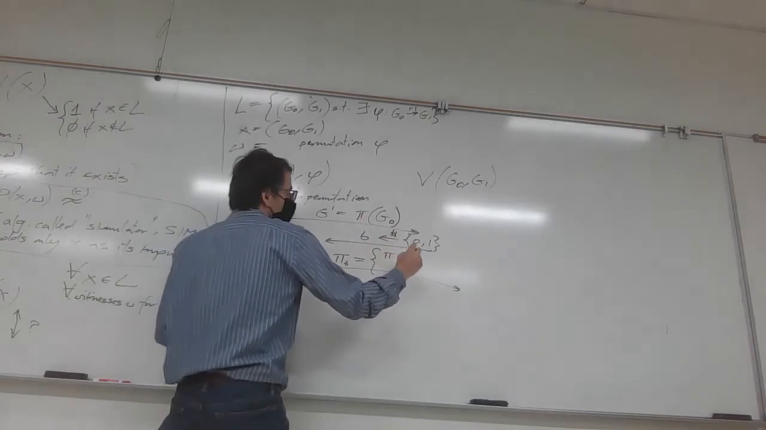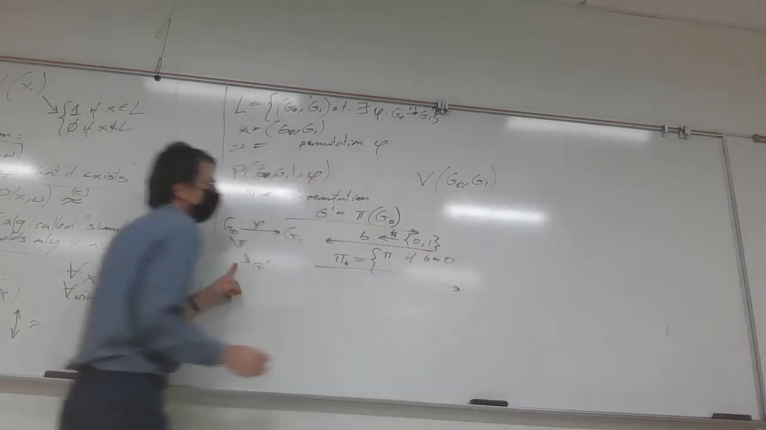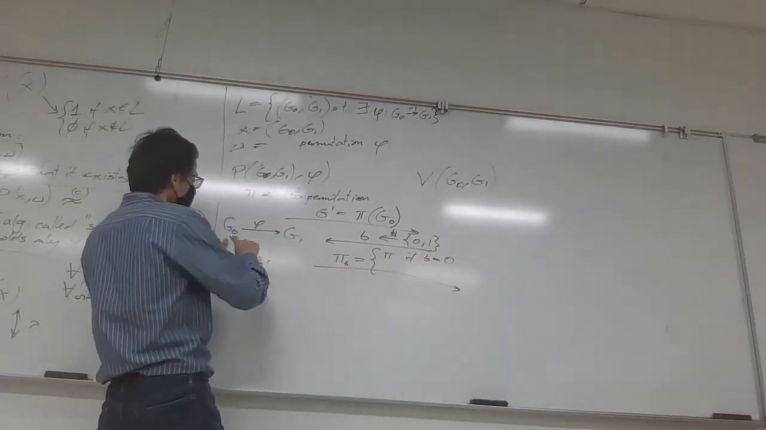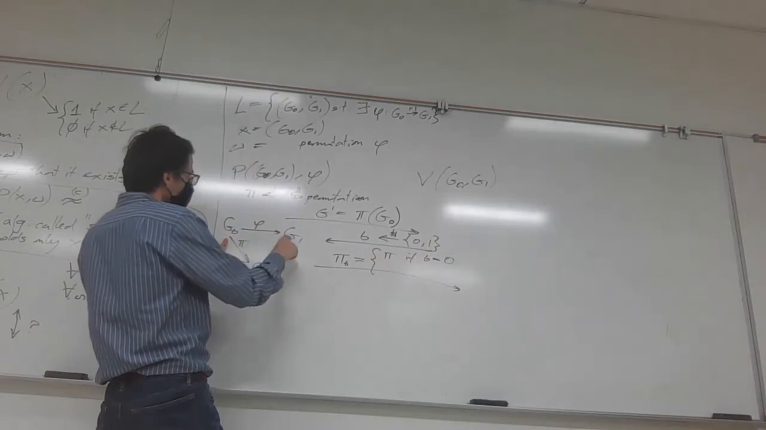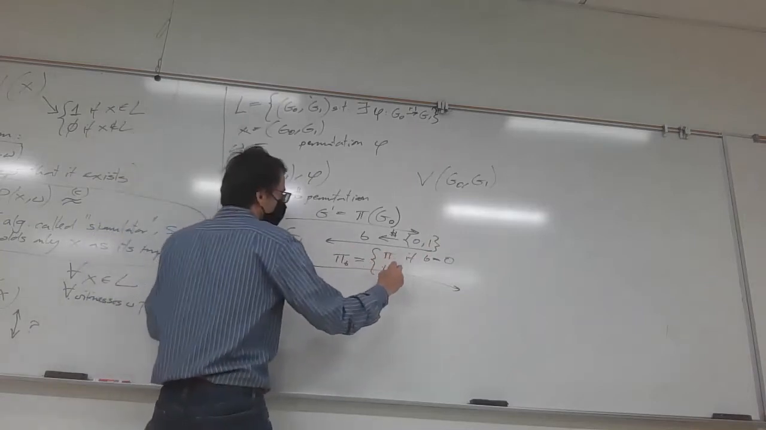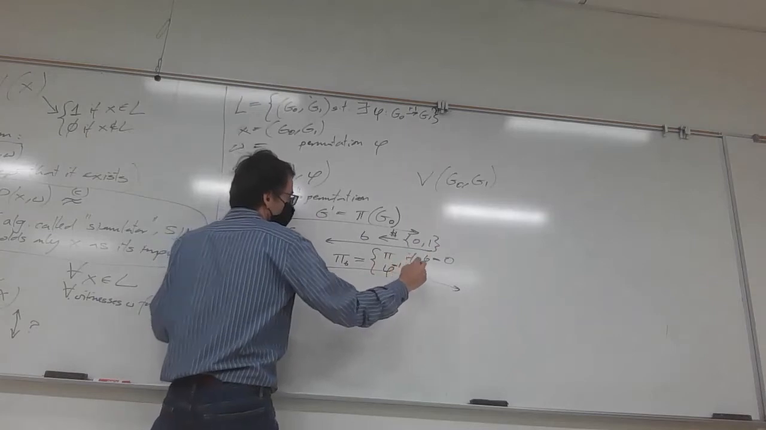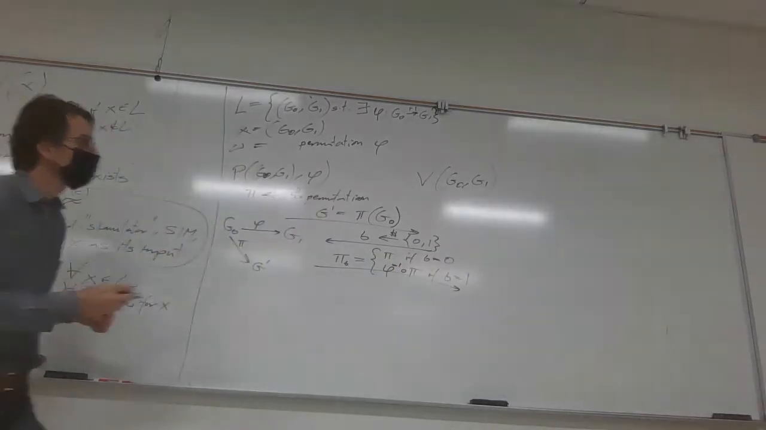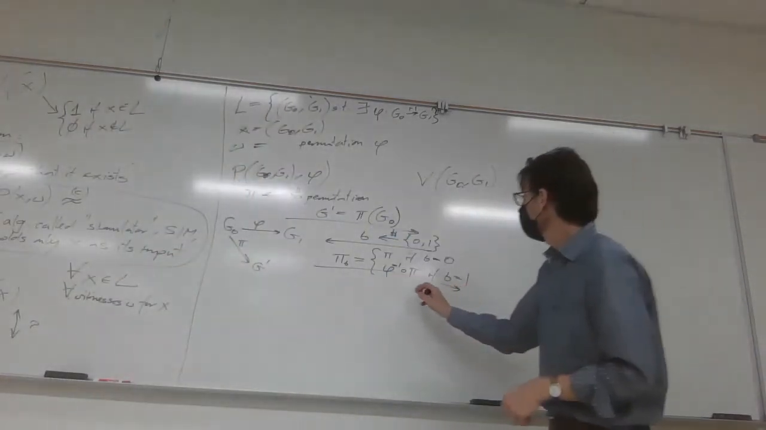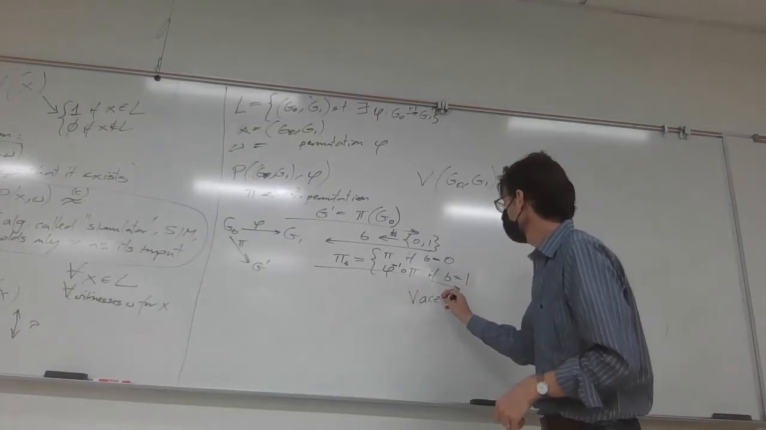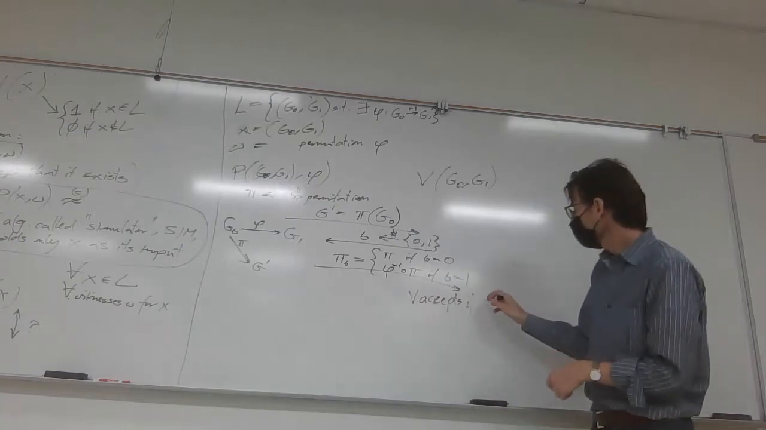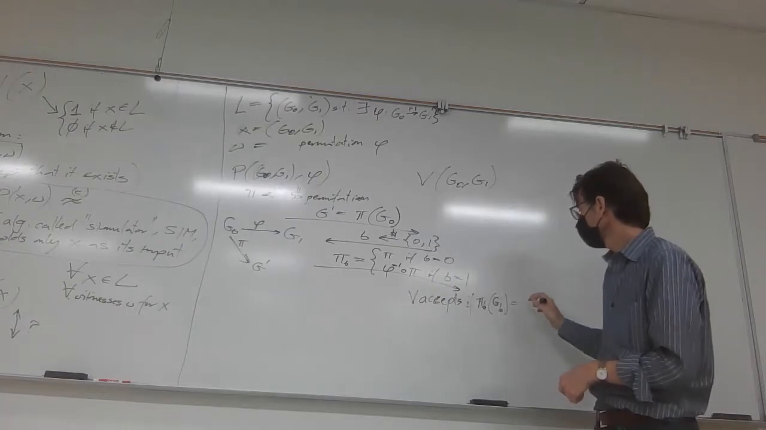It is pi if b is 0, and it is phi inverse composed with pi if b is 1. And finally the verifier accepts if pi b applied to G b is this graph G prime.